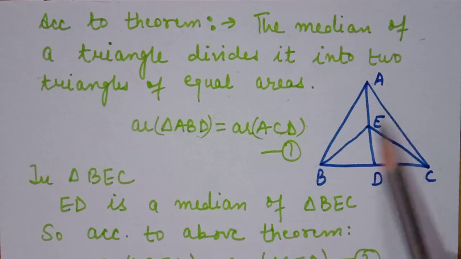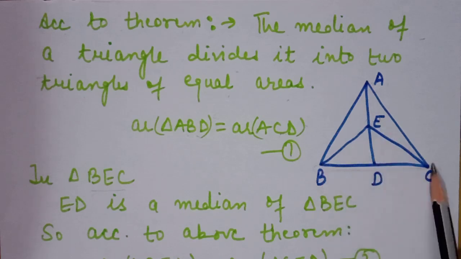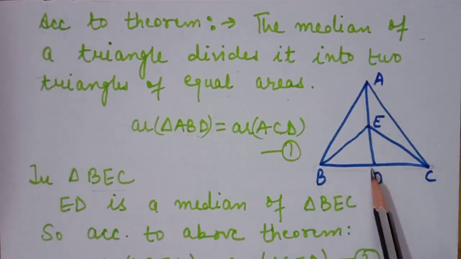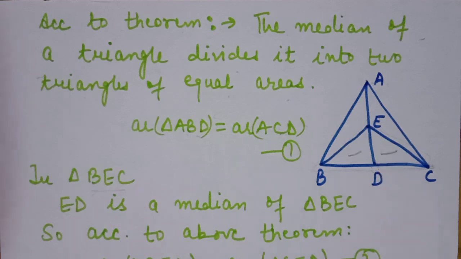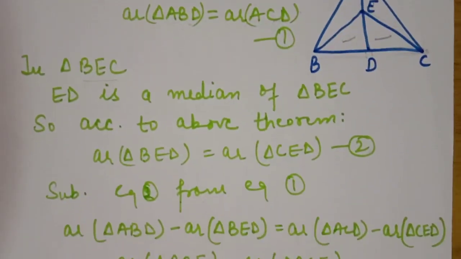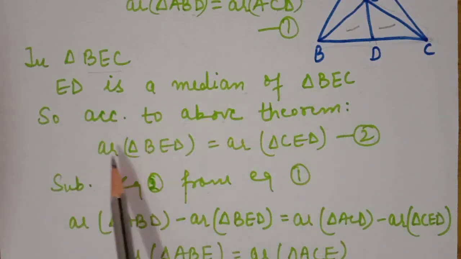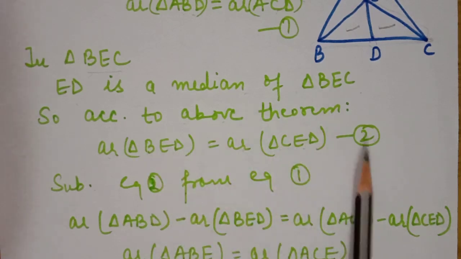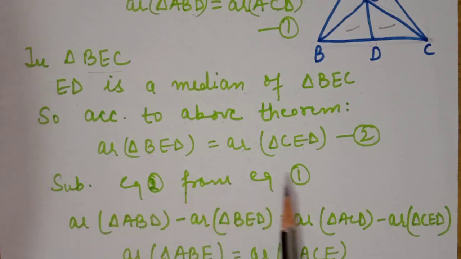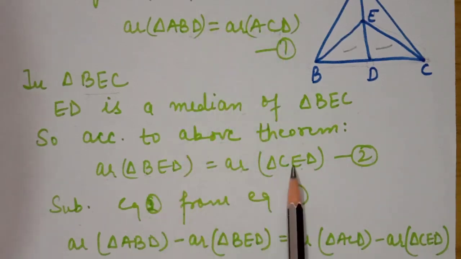In triangle BEC, ED is median. If AD is median, then definitely ED is also median of this triangle. So ED is median of triangle BEC. According to the above theorem, area of triangle BED is equal to area of triangle CED. Equation number 2. Subtract equation number 2 from equation number 1. Equation number 1 is this. Equation number 2 is this.